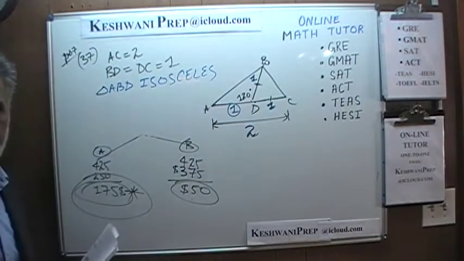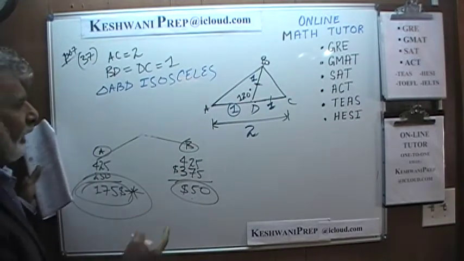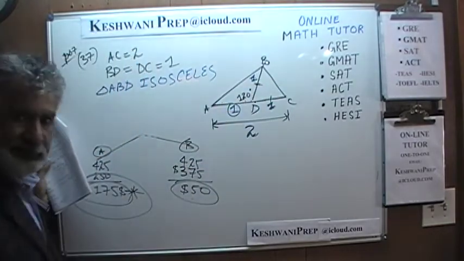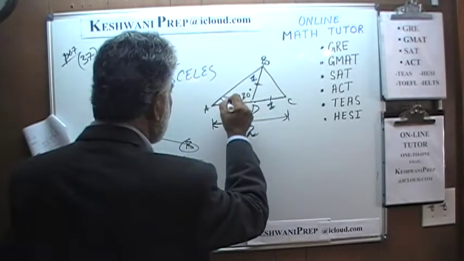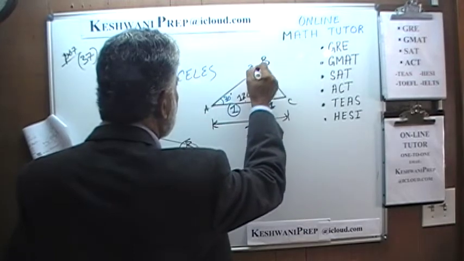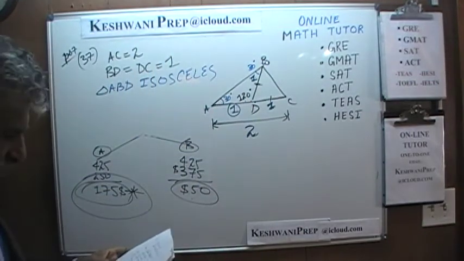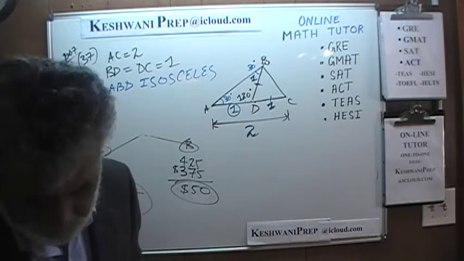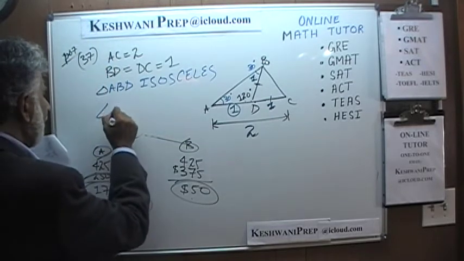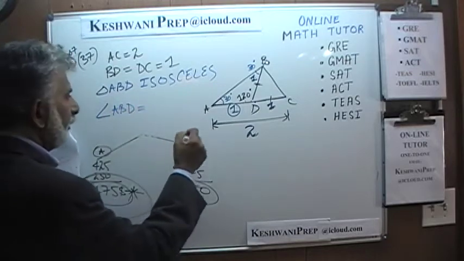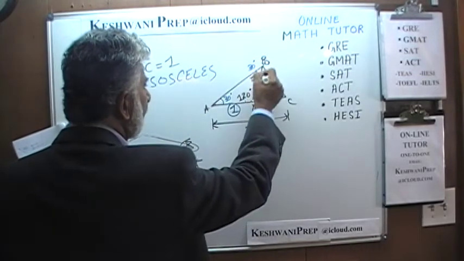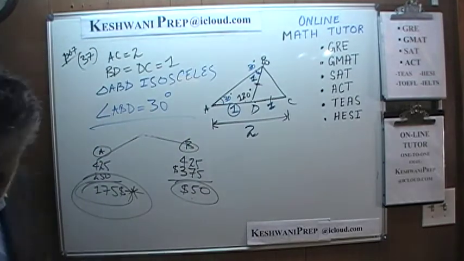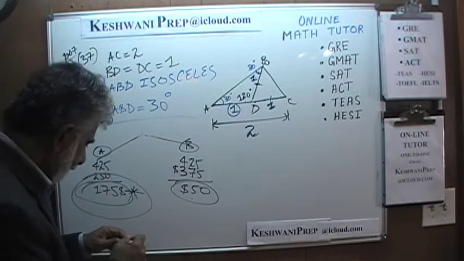There you go. That makes it very easy. And this is 120. If this is 120, the sum of these two angles has to be 60, which means this is 30, and this is 30. Oh, we never wrote down what they're asking. What are they asking for? Measure of angle ABD. They're looking for this angle, which is 30 degrees. Let's go to the next one.